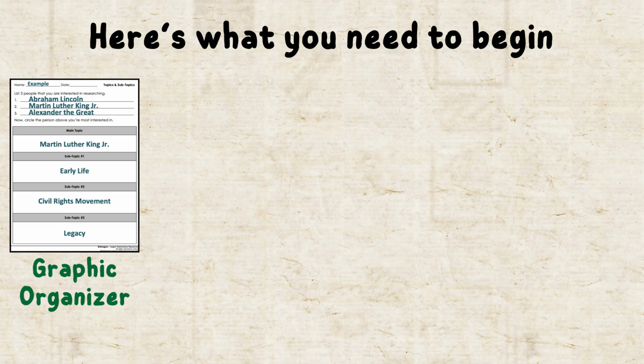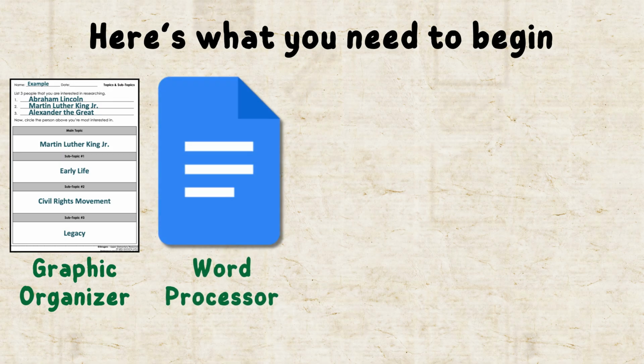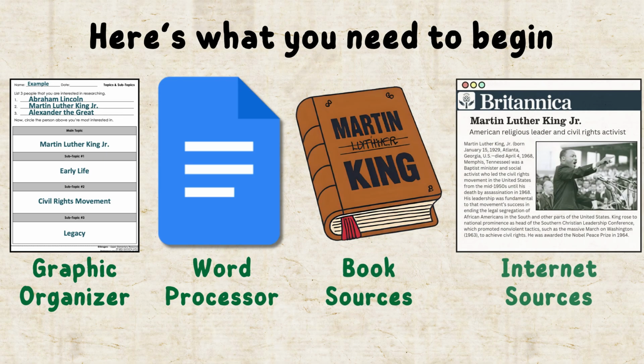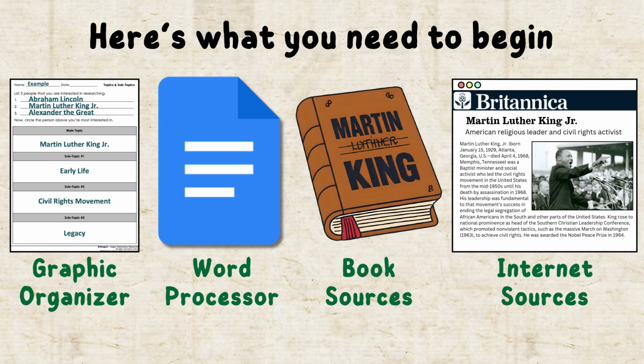Here's what you'll need before you begin: your graphic organizer, a word processor like Microsoft Word, Apple Pages, or Google Docs. I'm going to use Google Docs. Book sources related to your topic, internet sources like Ducksters.com or Botanica.com.